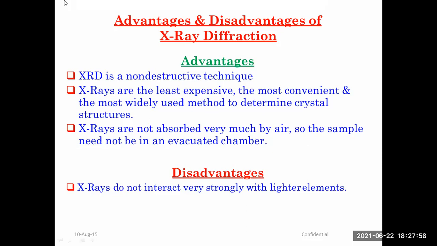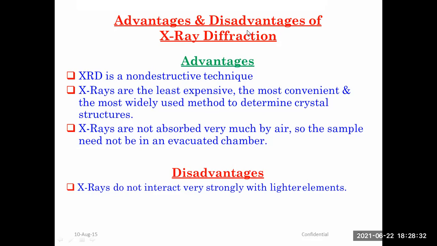Why are X-rays preferred? X-rays are not absorbed very much by air, so the sample need not be in an evacuated chamber. This is very important. Everything else we keep in the experiment should be in an evacuated chamber, but that is not the case for X-rays. There is only one disadvantage of using X-rays: they don't interact strongly with the lighter elements. Very strongly they will not interact, but we'll get the required information.